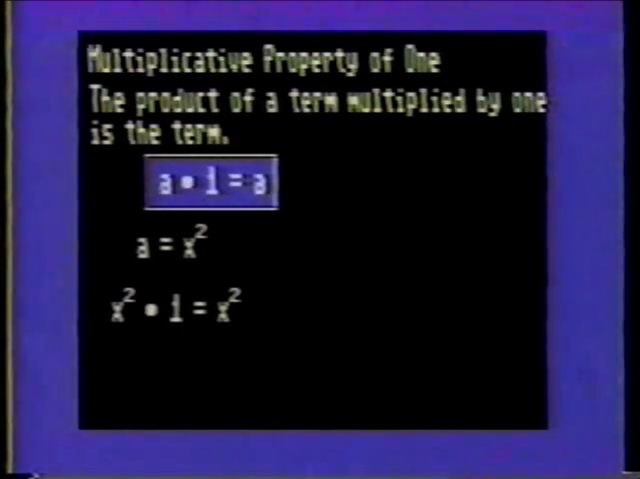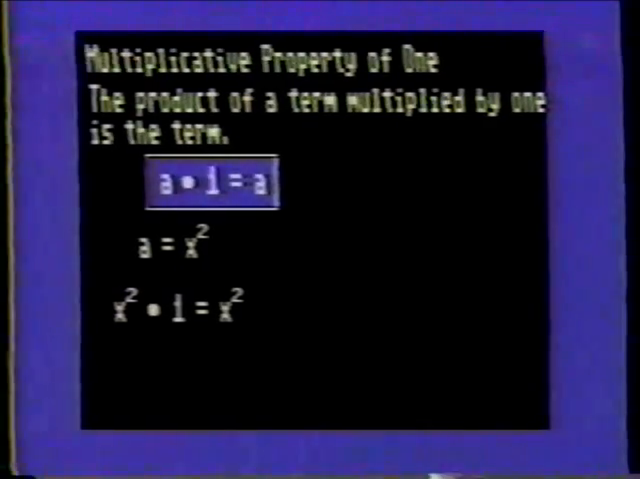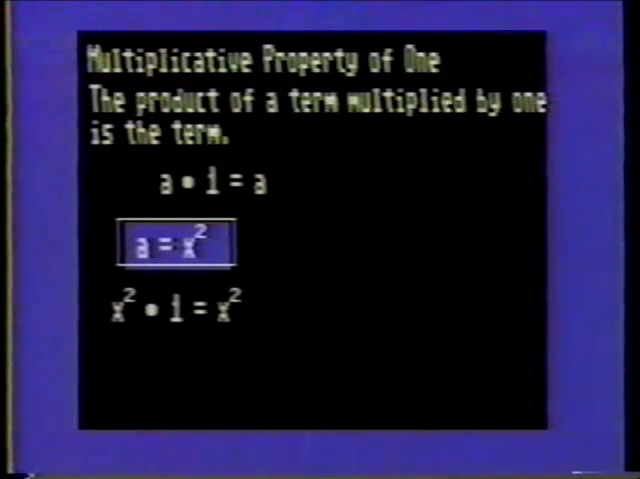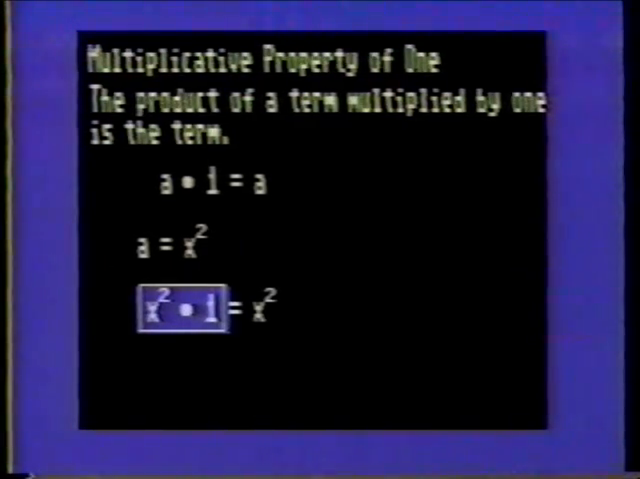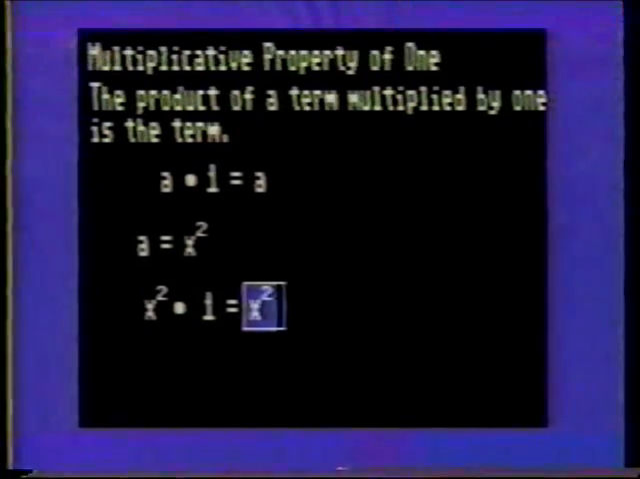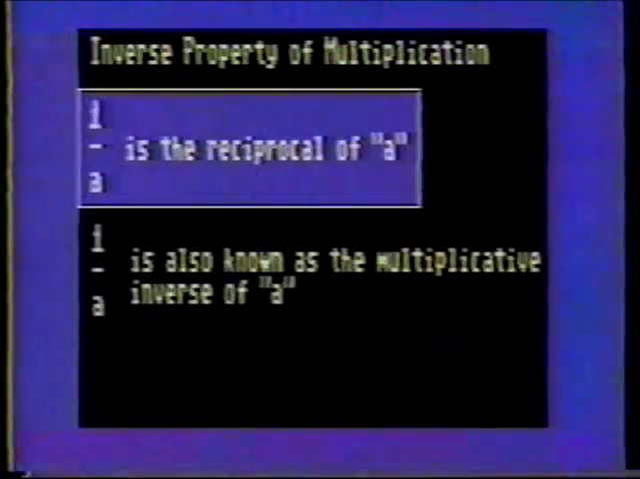Multiplicative property of 1. The product of a term multiplied by 1 is the term. Let A equal x squared. A times 1 becomes x squared times 1, which is x squared.